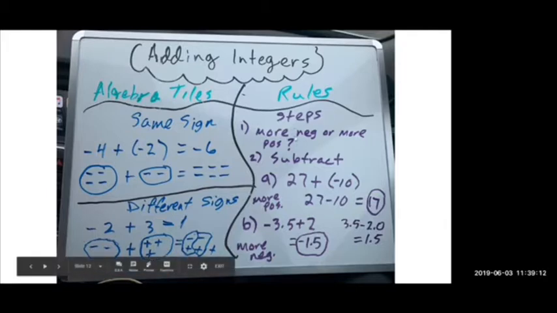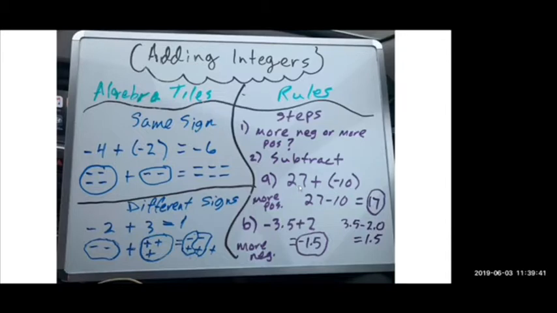These are the 2 steps you go through when you are adding integers with different signs. This is the one that trips people up. First step, you ask yourself, is it more negative or more positive? If it's more negative, your answer is going to be negative. If it's more positive, your answer is going to be positive. Then you subtract. So let's apply steps 1 and 2 to this problem.